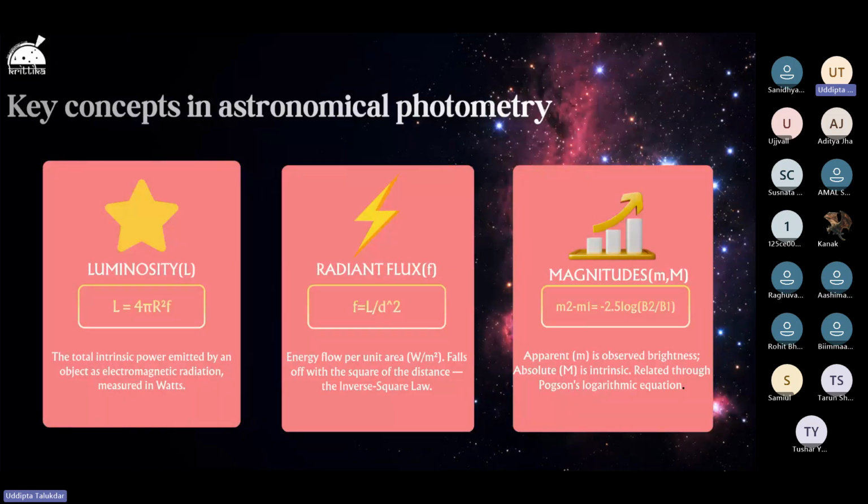So the big picture here is the star emits luminosity. It is fixed and intrinsic. It travels through space and spreads over the area 4 pi r square. Then we receive the flux. That's what the telescope sees, and we compare fluxes.